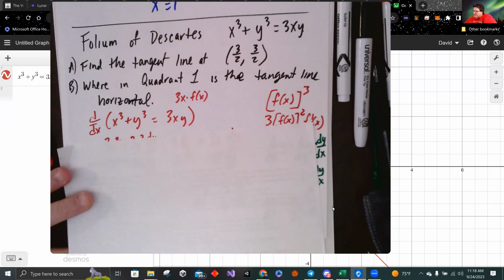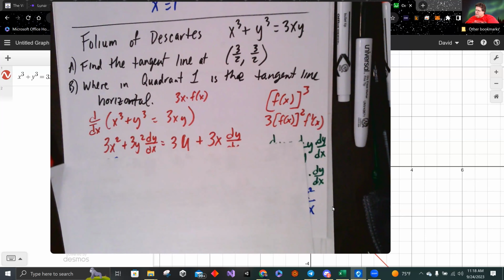So we're going to take the derivative of x cubed, which is 3x squared. The derivative of y cubed is 3y squared. We're going to treat the y cubed as a function. Take the derivative, it's 3y squared. And since the variable is y, not x, we have to have a dy dx.